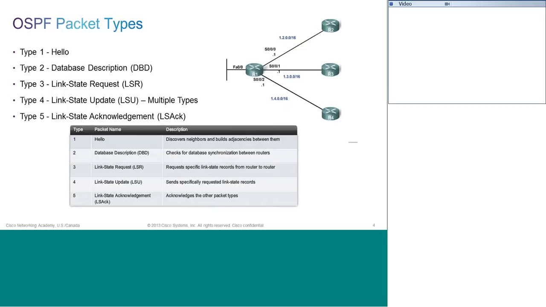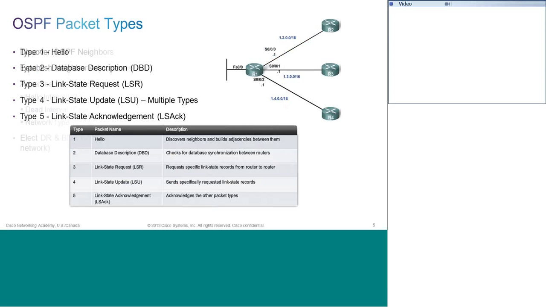OSPF exchanges messages to convey routing information using 5 types of packets. These packets are hello packets, database description packets, link state requests, link state updates, and link state acknowledgments. These packets are used to discover neighboring routers and also to exchange routing information to maintain accurate information about the network.